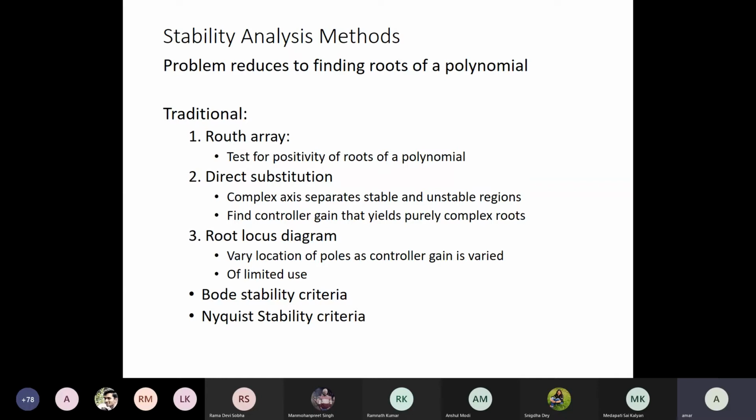I again emphasize that since this is a repetition of what you have learned in your basic process control course, I'll not go into the details. I'll just give you a brief idea on these topics. So let's move on to what we mean by frequency response analysis.